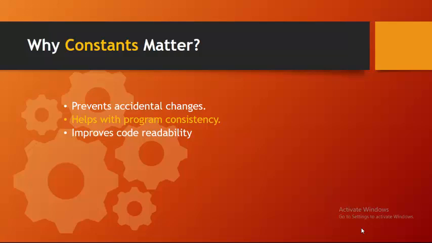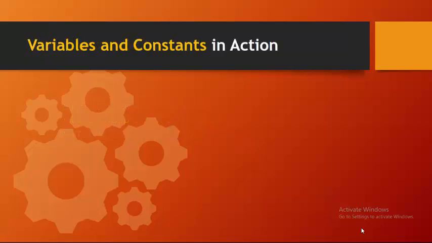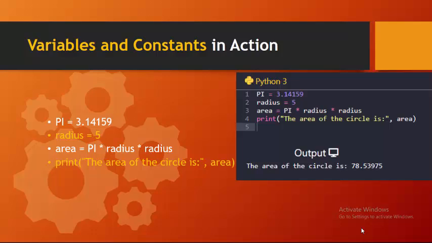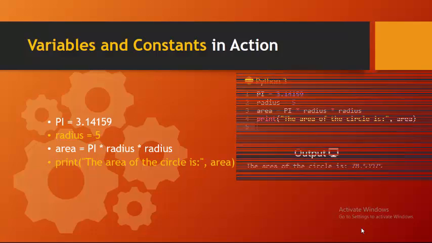Let's look at an example where both variables and constants are used together in a Python program. In this example, PI is a constant while radius is a variable. The area of the circle is calculated using PI and the variable radius. This illustrates how variables and constants can work together in your code.